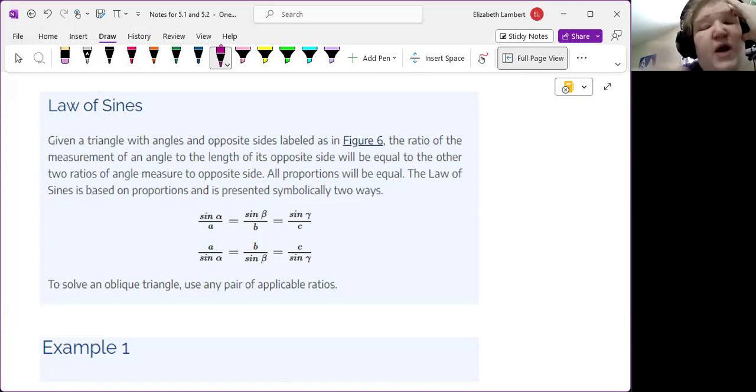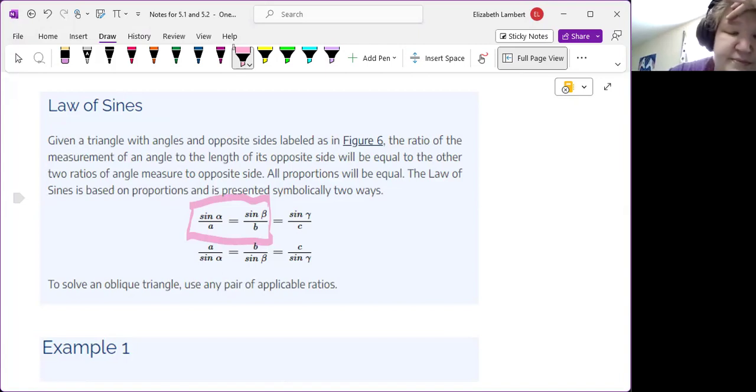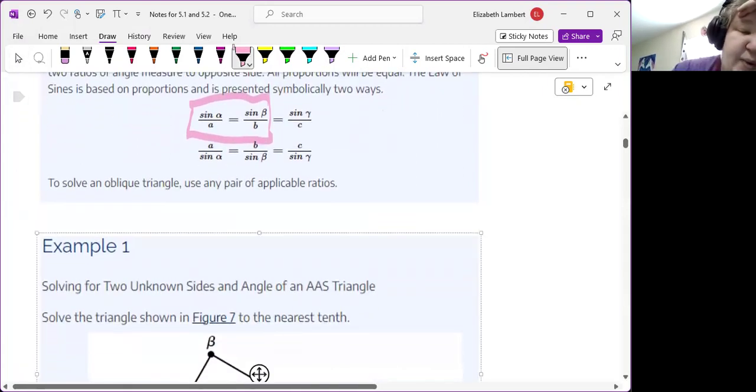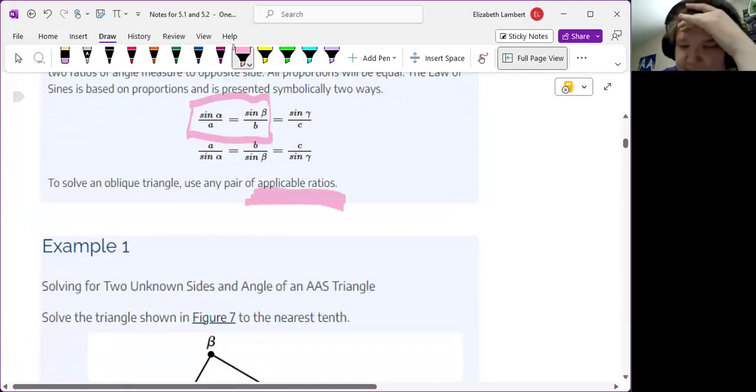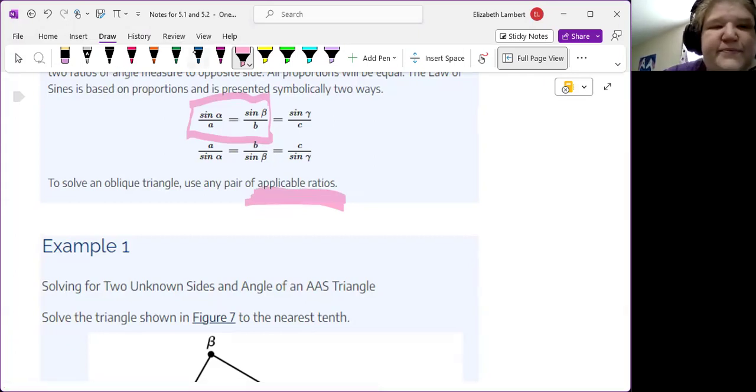When you use this, you do not use all three. You use 2 of the 3. So it might be something like I have 3 of the 4 things in this, and I can use it to solve for the 4th. Or it could even be the first and the last one. It doesn't matter, but you're only going to use 2 of the 3 fractions shown. And it doesn't matter if you put the sides on top or the sides on the bottom. So you have to have applicable ratios. So we'll talk about the weird case where we don't have that later.